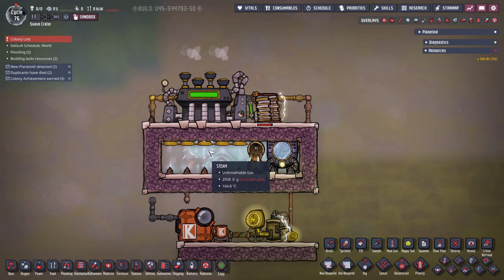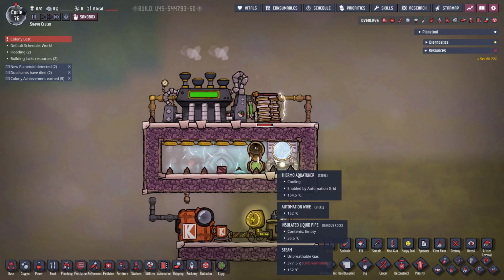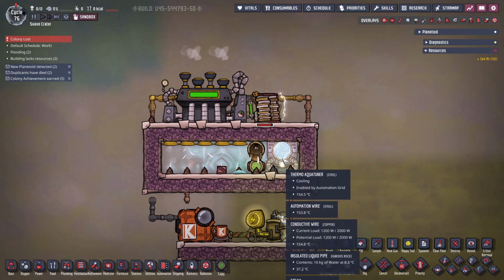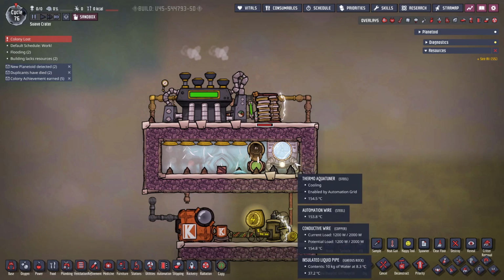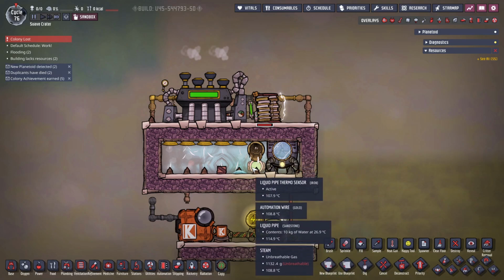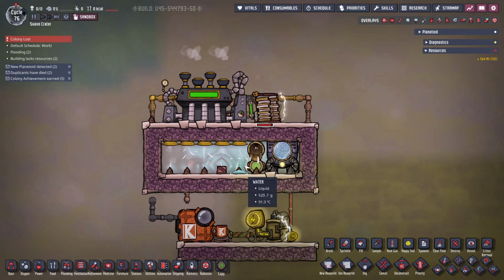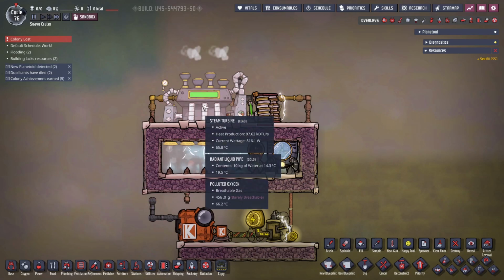So in order to have more options, we can use the thermo aqua tuner. This thermo aqua tuner will allow us to take a liquid as an input, and it will output this same liquid but at a lower temperature, so it's going to cool down that temperature. However, that's not enough to enable us to cool down everything. We will need also to use radiant pipes. Here we want to cool down the area around the steam turbine. There could be other areas that we would want to cool down, but this is the only area that we want to cool down in this case.